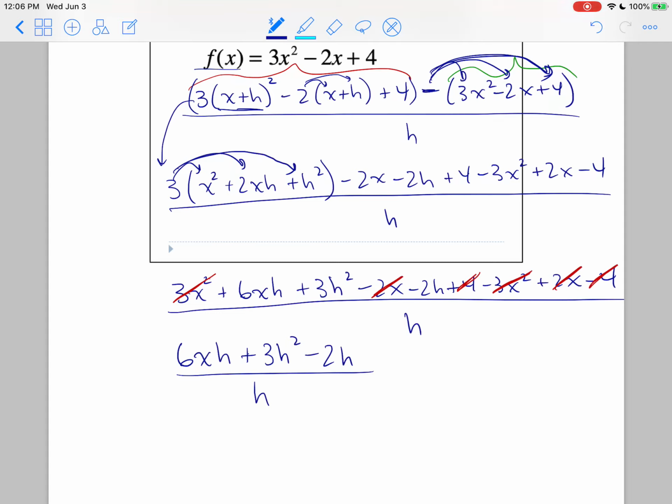Now, since every term in the numerator has an h in it, and there's an h in the denominator, I can say h divided by h is 1, h squared divided by h is h, and then this h divided by h is 1. Now, if there was just an h here and not a 2h, I would still leave a 1 for this term. Don't let this term disappear. So this gives me 6x plus 3h minus 2. And this is actually my final answer.